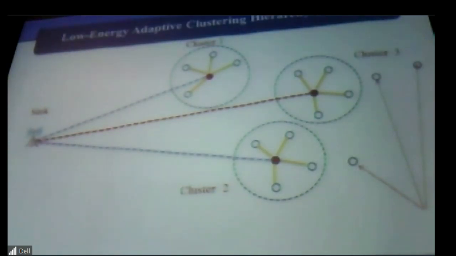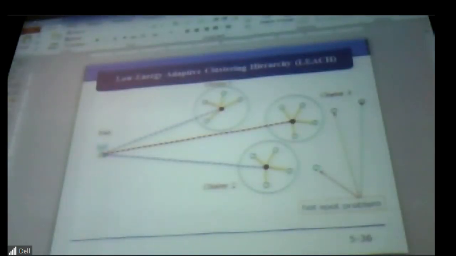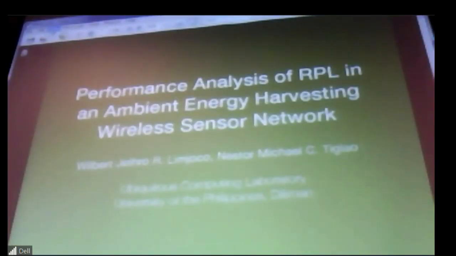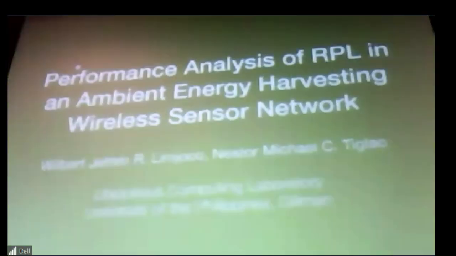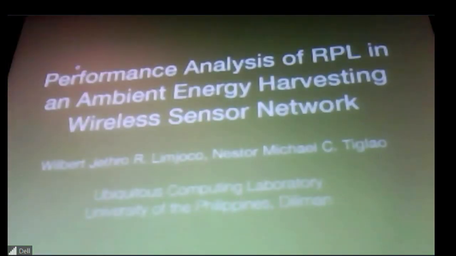Thank you. Right. So moving on to the next presenter. Next presenter is Wilbert Jethro Limhoco. He is currently taking his MS degree in electronics engineering at UP Diliman. His research interests are in computer network protocols, network security, and operating systems. His paper is entitled Performance Analysis of Routing Protocol for Low Power Networks, or RPL, under an ambient energy harvesting wireless sensor network. Jethro?